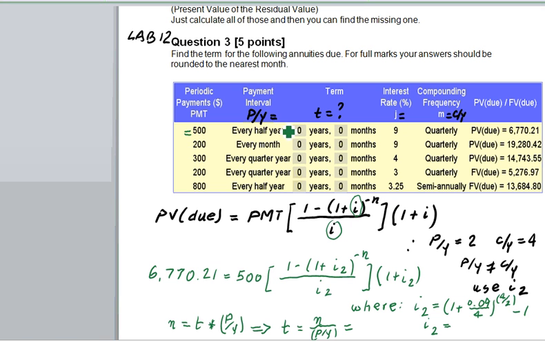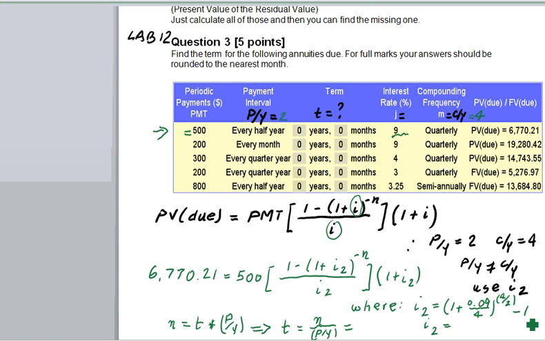We could see that P over Y is equal to 4, and C over Y is equal to 4. They are not equal, therefore we have to use I sub 2. So I sub 2 is going to be equal to 1 plus the nominal rate of 0.09 divided by the number of compounding periods per year, which is 4, to the power of the number of compounding periods divided by the number of payments per year, 4 divided by 2, and minus 1.